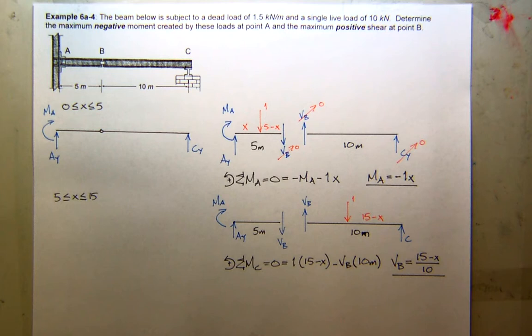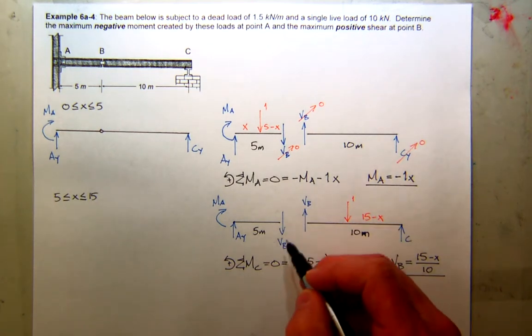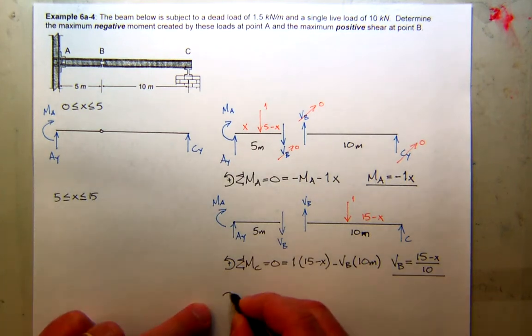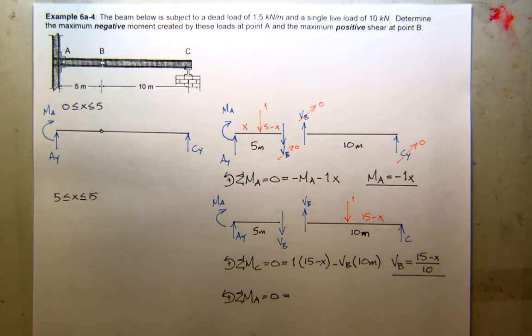Any questions about that? So now if I know the shear at B on this free body, I know the shear at B here, and now I can find the moment at A. So next I will sum moments at A equal to 0.